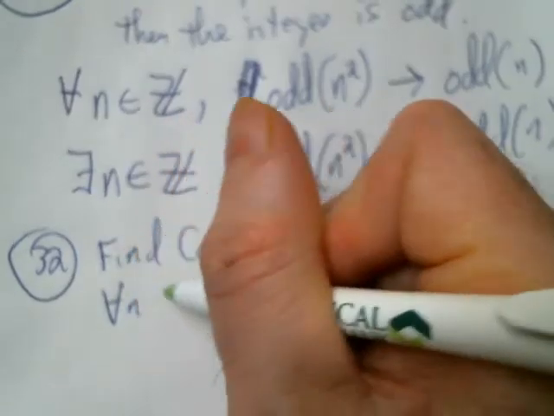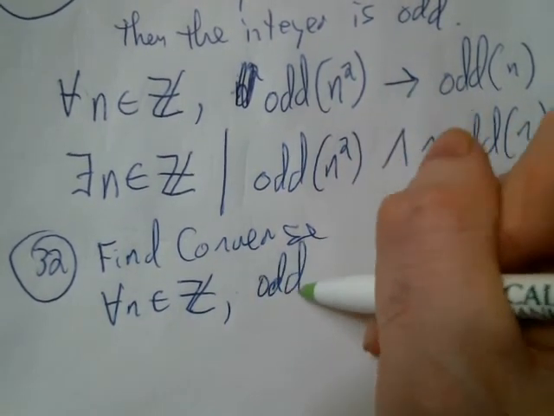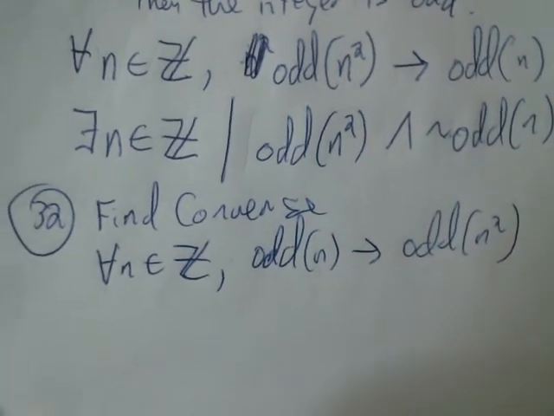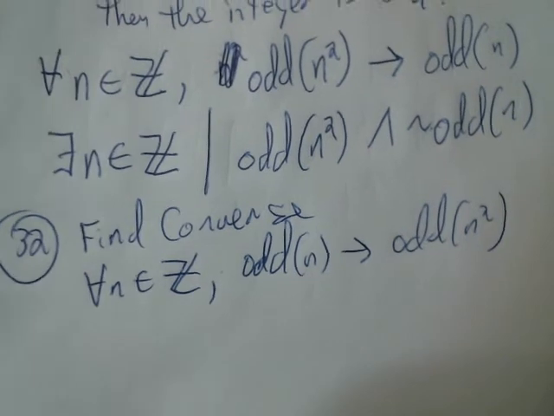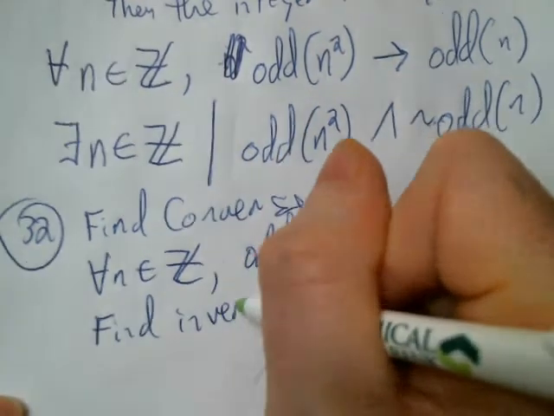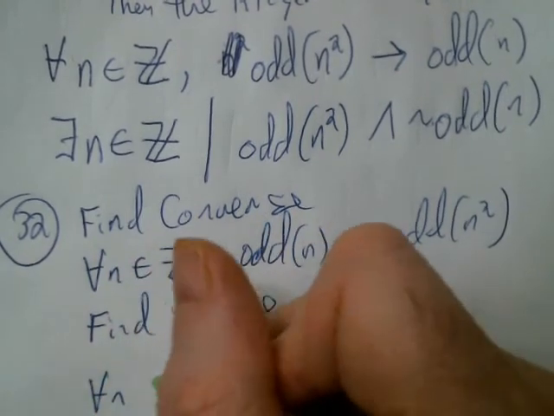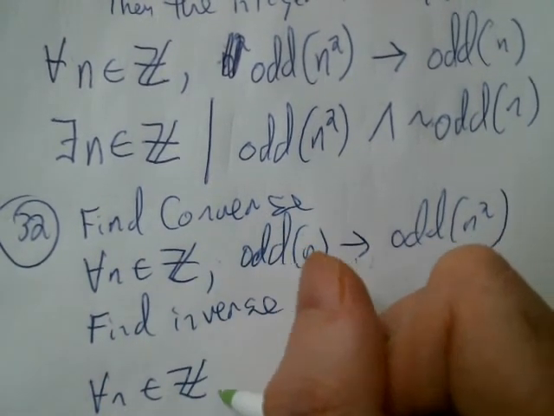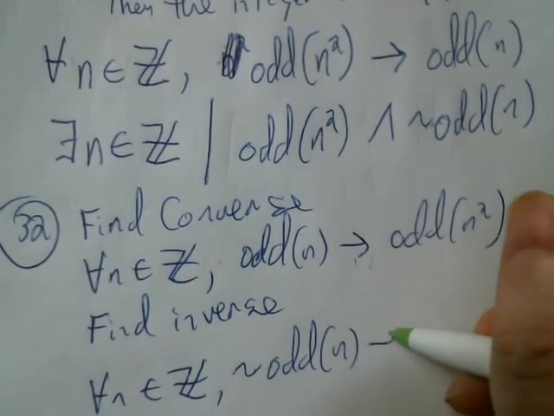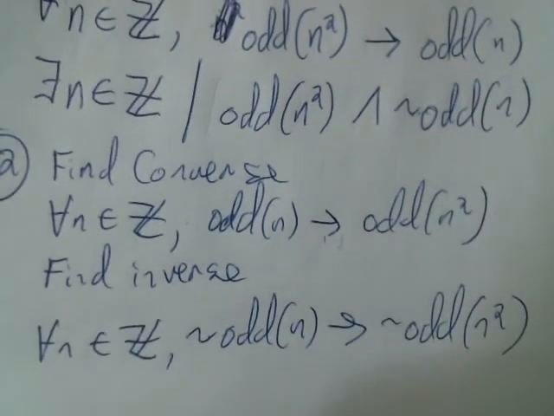So the converse would be: for all n in the integers, if n is odd, then n squared is odd. Okay. Then likewise, for the inverse, that's where you just negate both of these in the implication. So that'll be for all n in Z, if n is not odd, then n squared is not odd. So we could write it like that.